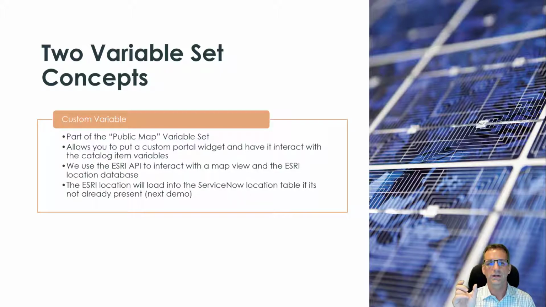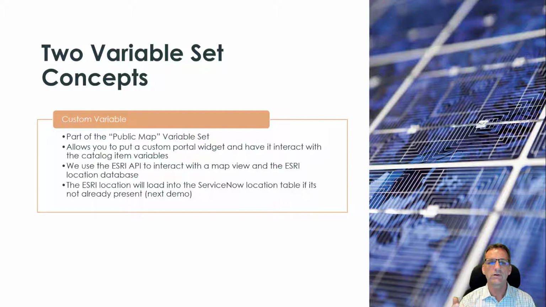There's two variable set concepts. The custom variable is inside of our public map variable set, and it allows you to define your own little widget inside of a section of the template. So that little section, that widget that's rendering, is actually our map that you saw in the last demonstration, and we'll take a look at it again today.